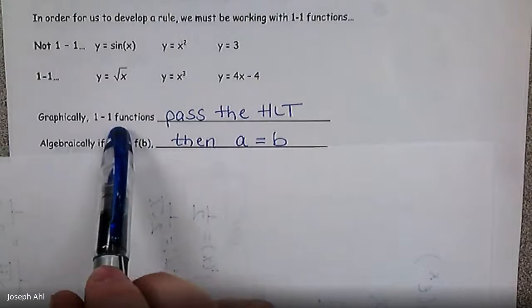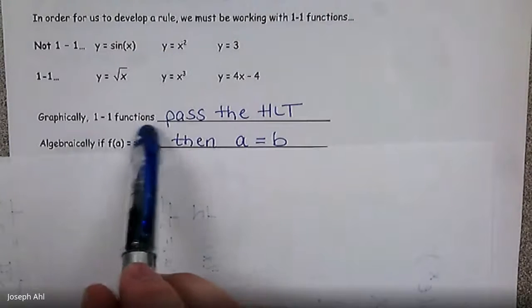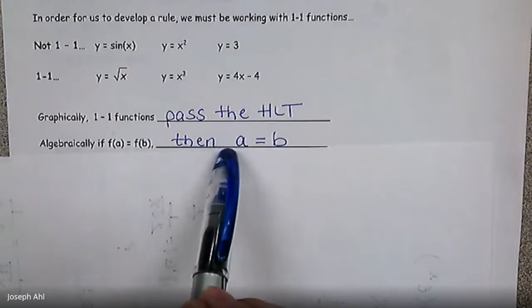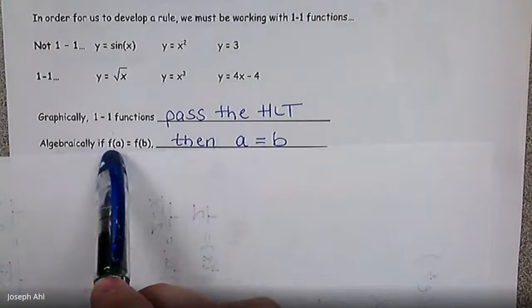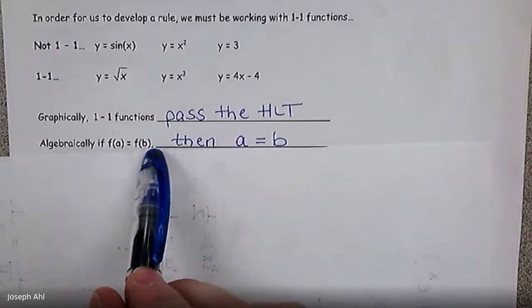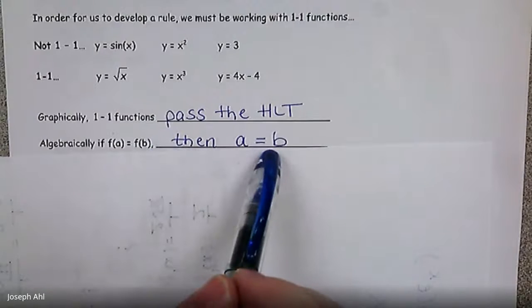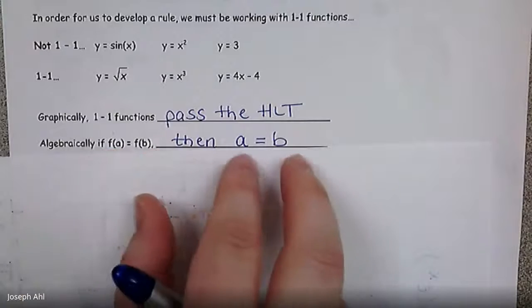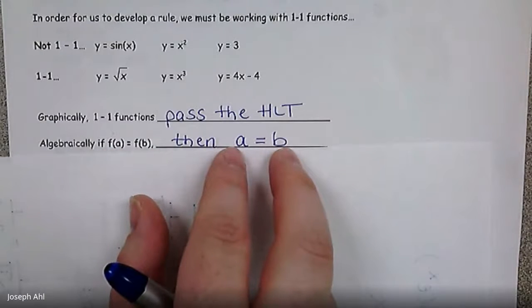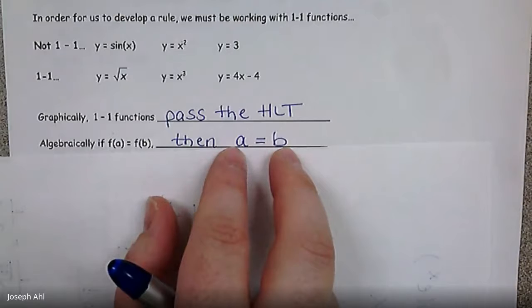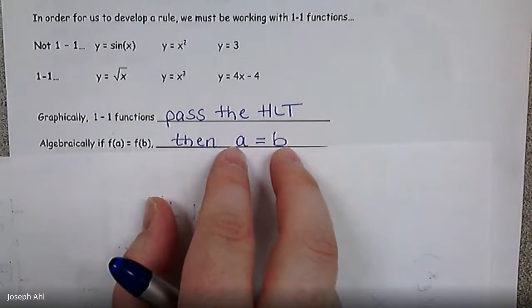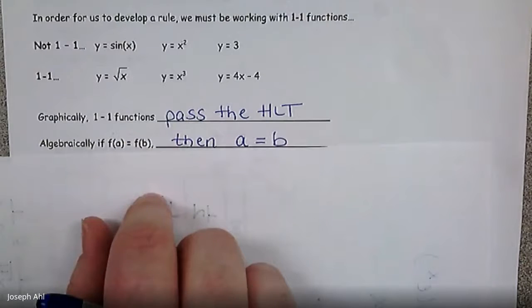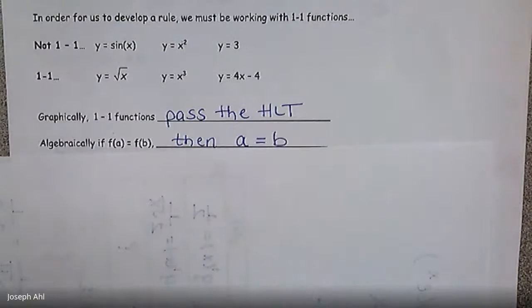So graphically, what I'm looking for is exactly what I just referenced. For one-to-one functions, we're looking for them to pass the horizontal line test. And algebraically, the concept is that if f of a and f of b are the same, then a equals b. So if two outputs have the same value, then those inputs must have been the same in order for us to have something that's one-to-one. We don't want two outputs to belong to the same input or vice versa.